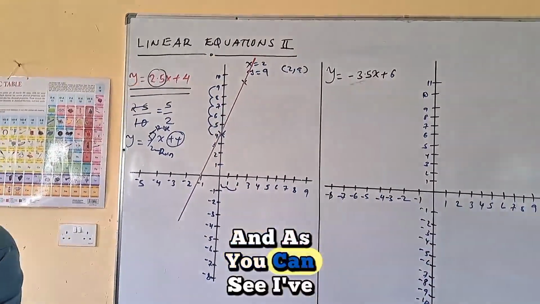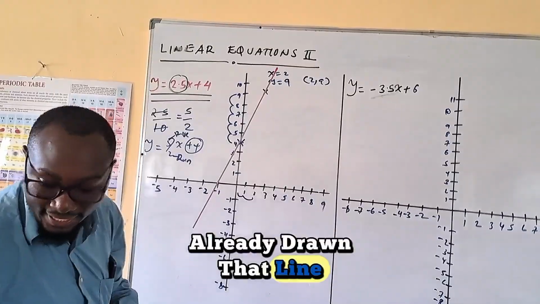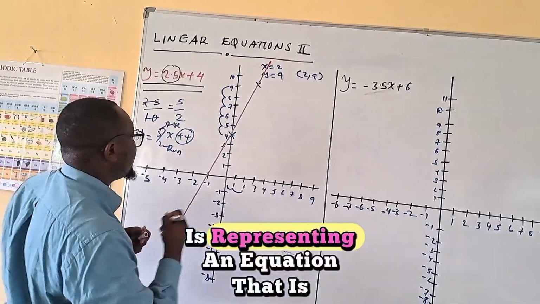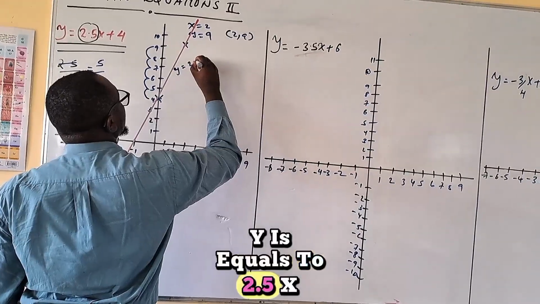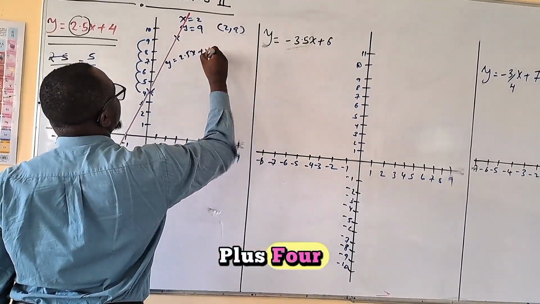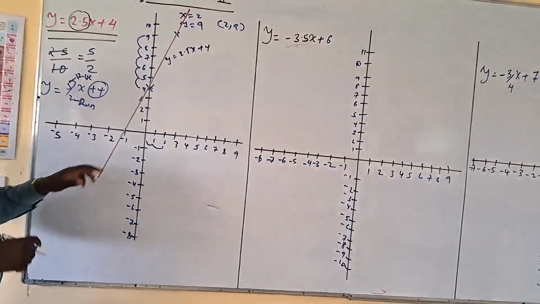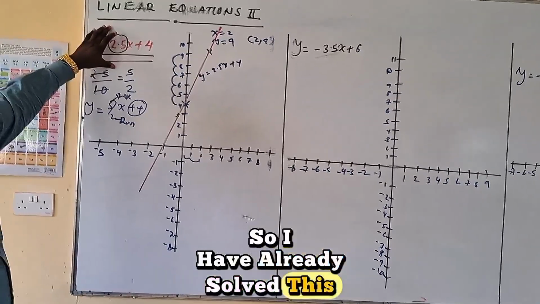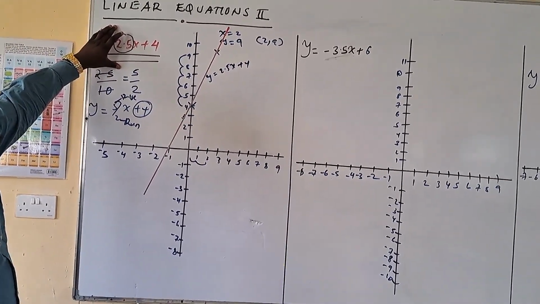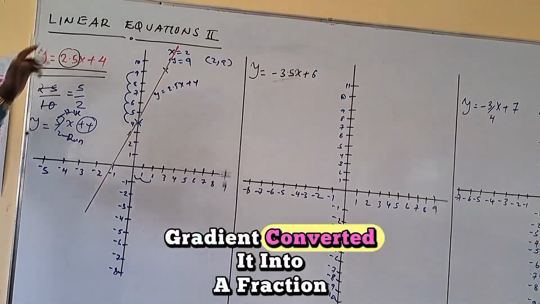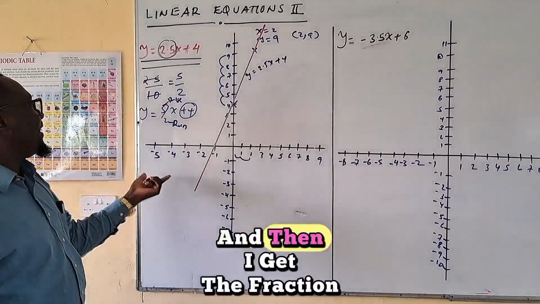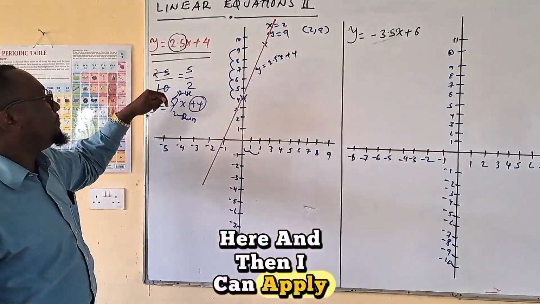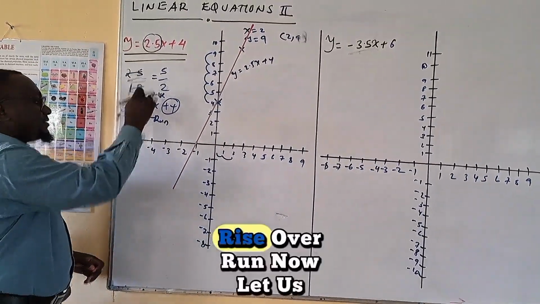And as you can see, I've already drawn that line. And this is a line representing the equation y is equal to 2.5x plus 4. So I have already solved this value of m, which is the gradient, converted it into a fraction by dividing it by 10. And then I get the fraction here, and then I can apply the rule of rise over run.